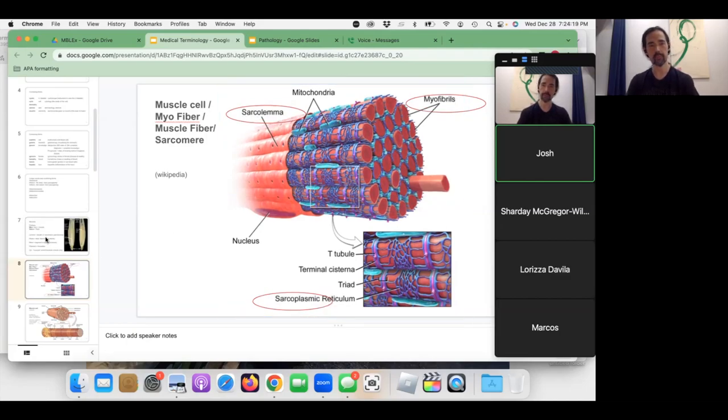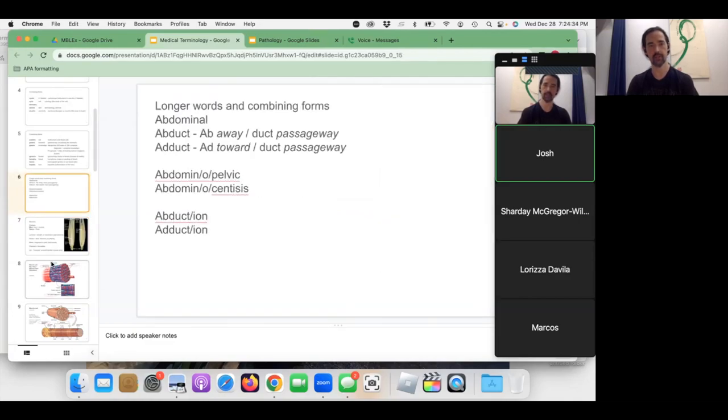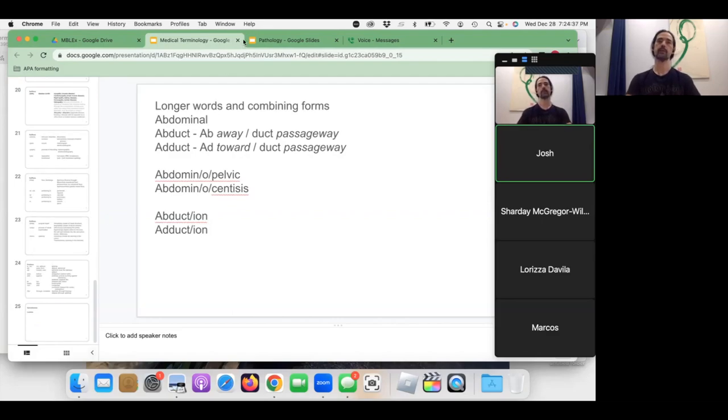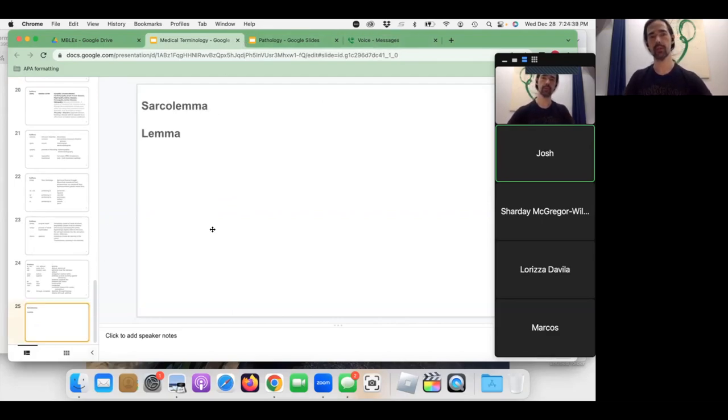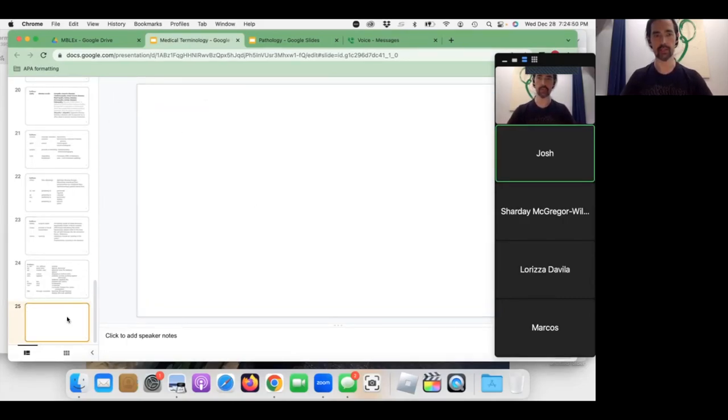This doesn't work. Okay, now what about... We did fibrils versus filaments. We did lemma versus mere. This is good enough. Okay, so all right. I'm not sure why this is not cooperating. So we'll just do that.